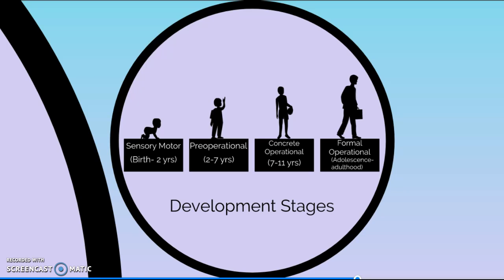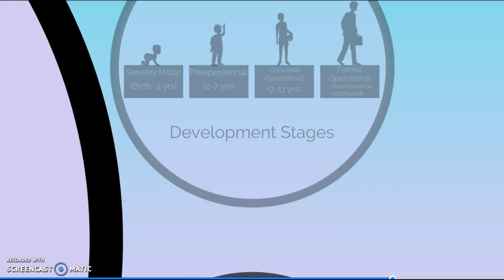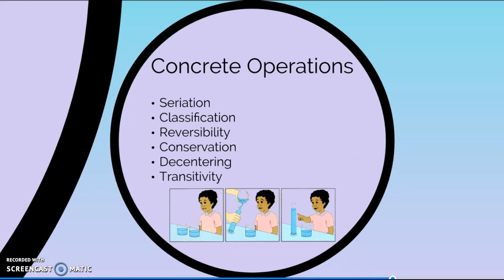The third stage is the concrete operational stage from 7 years old to 11 years old. We are able to learn and do things by ourselves in this stage. And the final stage is the formal operational stage from adolescence to adulthood. We are able to figure out things alone in this stage and abstractly think about them. Piaget also created 6 concrete operations. They include seriation, classification, reversibility, conservation, decentering, and transitivity.